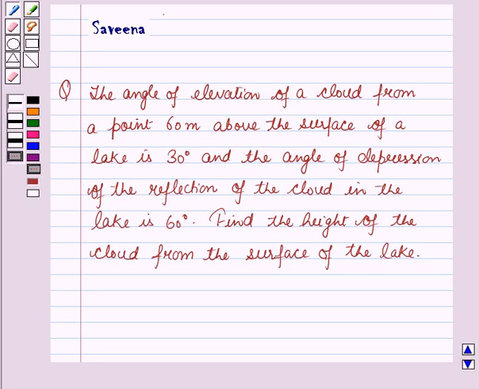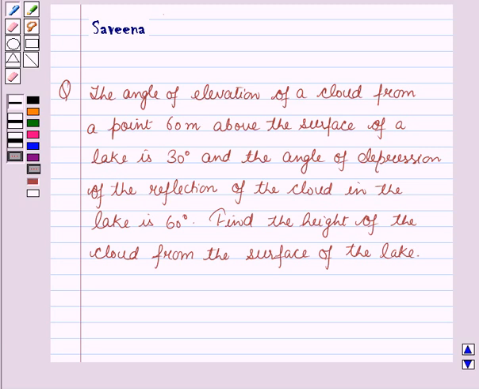Welcome to the session. In this session, we will discuss a question which says that the angle of elevation of a cloud from a point 60 meters above the surface of the lake is 30 degrees and the angle of depression of the reflection of the cloud in the lake is 60 degrees. Find the height of the cloud from the surface of the lake.